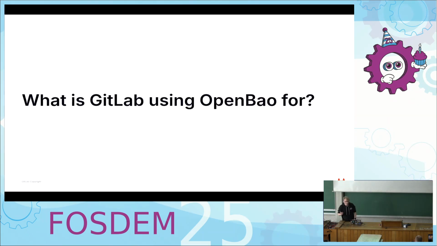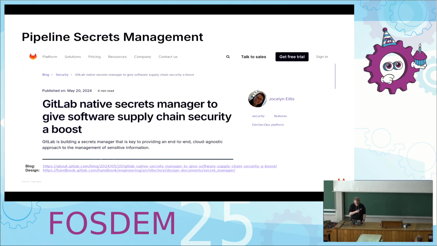You might be wondering, why GitLab? What is GitLab using OpenBao for? GitLab is a more complete DevSecOps platform than just a simple Git forge. Our customers really see a problem managing secrets in their CI/CD pipelines. They have two options that we support now at GitLab.